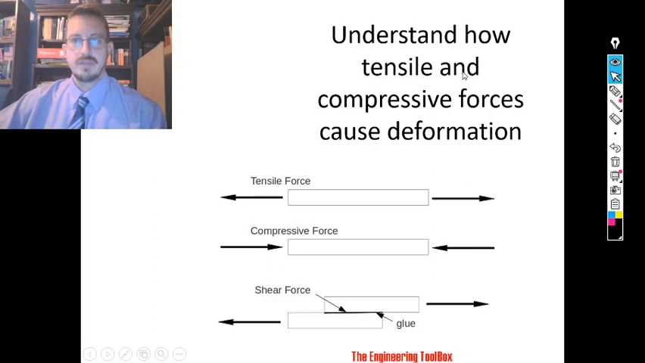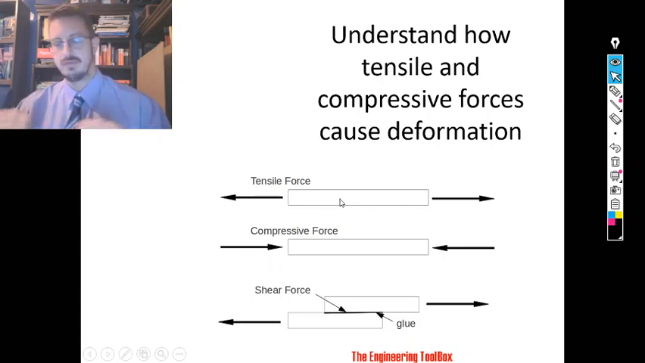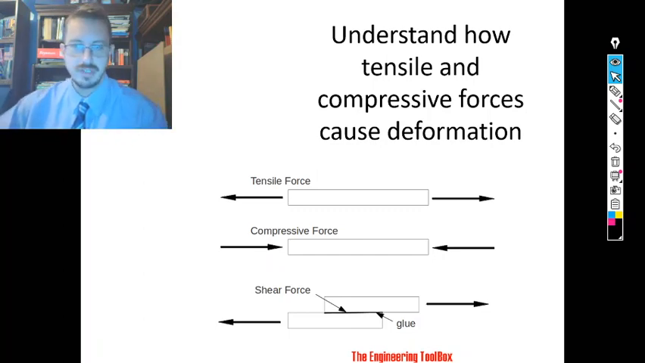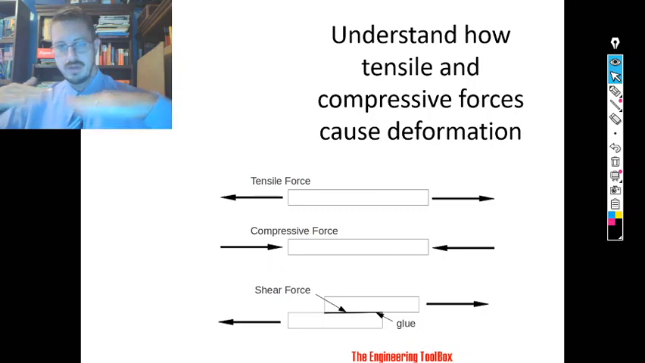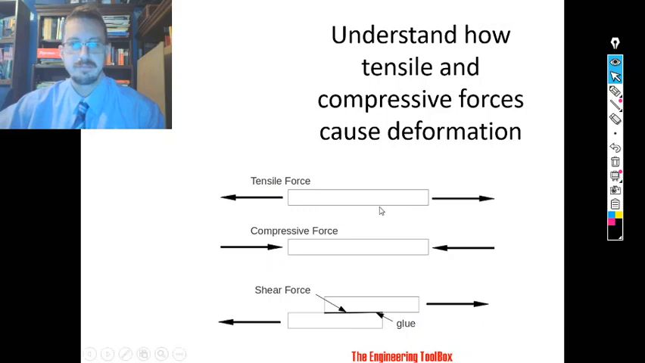Another learning objective was understand how tensile and compressive forces cause deformation. And you can see from the figure here what each of these forces means. A tensile force is when we're pulling something. A compressive force is when we're squashing it or pushing the ends, compressing it. And a shear force is when we're pulling on either side. So you imagine it's like glue in between these two things, and there'd be a shear force where they want to pull apart from each other.